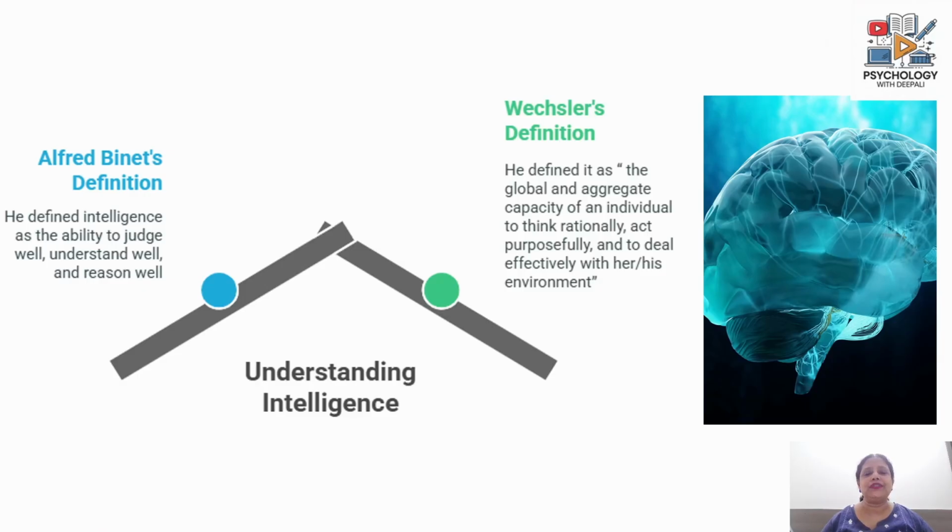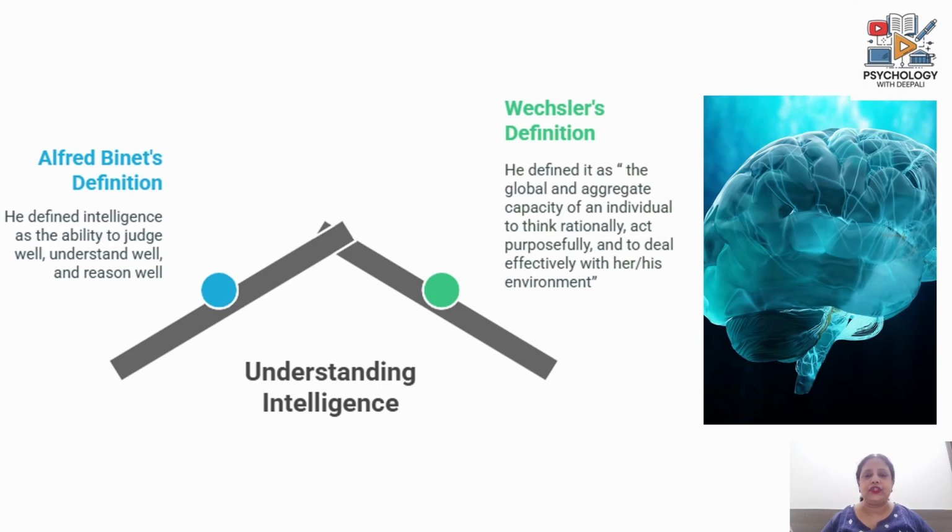To start with, what is intelligence? We have two definitions, one given by Alfred Binet, which basically talks about intelligence being the ability to judge well, understand well, and reason well. So, it's a simple definition which talks about reasoning abilities, the ability to judge, and the ability to understand what is going on in the environment.